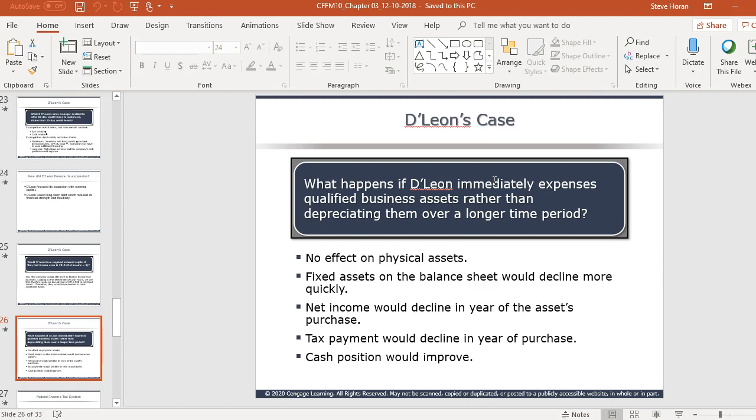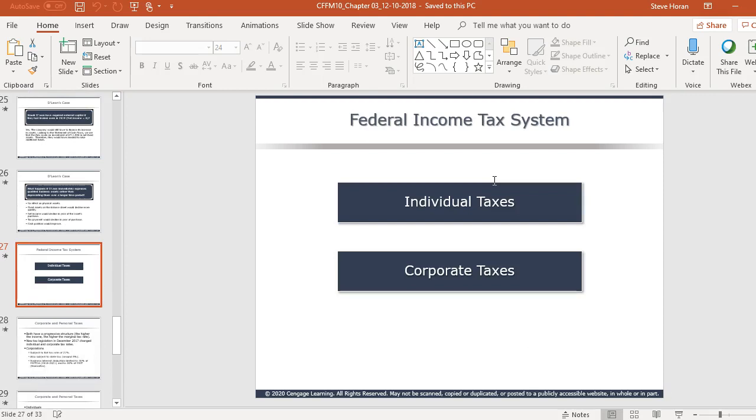But if they immediately expensed what they could rather than depreciate them over time, well, the fixed assets on the balance sheet would decline more quickly because it's the cost minus depreciation taken. Net income would go down because we took a bigger depreciation amount, but that would decrease the amount of money we pay for taxes, which means our cash position would improve. So while it's bad for the bottom line, it gives you a tax break, and so that saves on cash. And for this company, when they're hurting for cash, that's kind of a big deal.